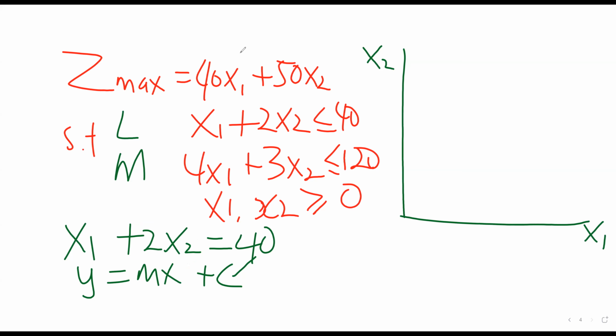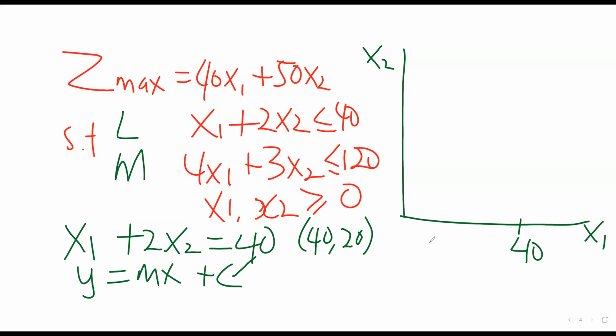Now, if x1 is 0, what is x2? Vincent, good. That is 20, okay? So you are going to plot 40 on the x-axis and then 20 on the y-axis. So 40 is the x1. When you look at the x1, just identify somewhere here and call it 40, okay?